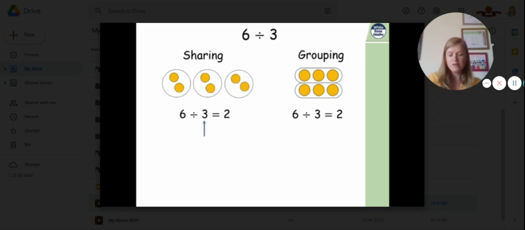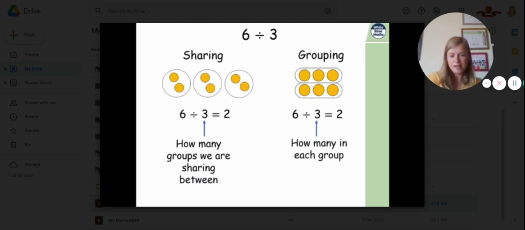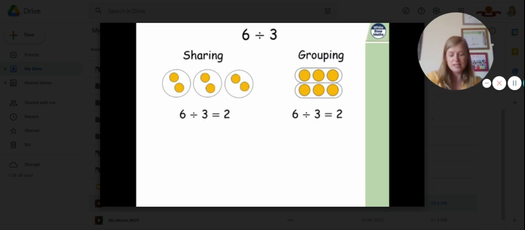This 3 represents how many groups we are sharing between. So we've got 3 sets of groups. Whereas this 3 represents how many are in each group. There are 3 counters in each group. The 6 always represents the whole, the total amount of counters we are dealing with, which is 6 in both examples.